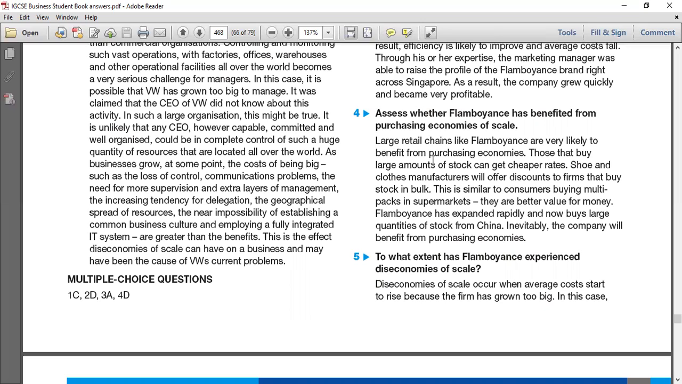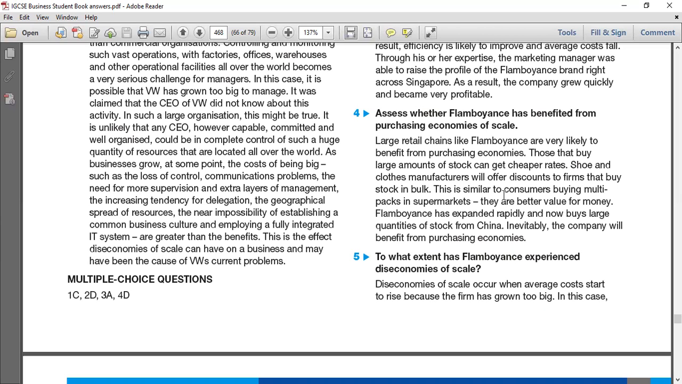You can see large retail chains like Flamboyance are very likely to benefit from purchasing economies, and those that buy large amounts of stock can get cheaper rates, because purchasing economies are to be explained. For example, look at the example, shoes, clothes. Manufacturers will offer discounts to firms that buy stock in bulk. That's the application because it's a clothing retailer. So what you can purchase is shoes and clothes. You can't say vehicles and chocolates and biscuits, because that is not the application. Correct application means you can use their product names, product portfolio.